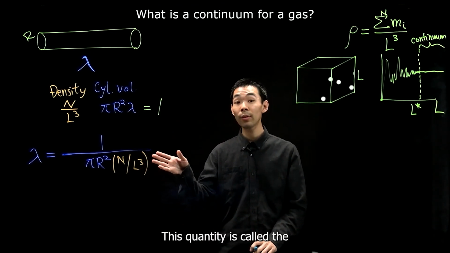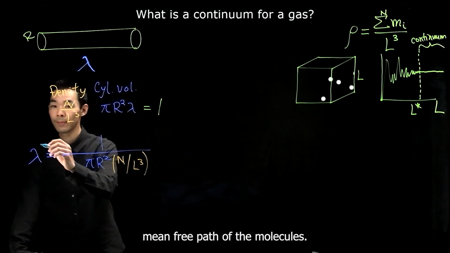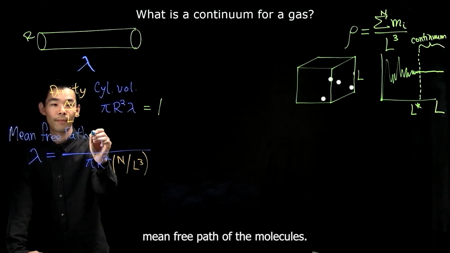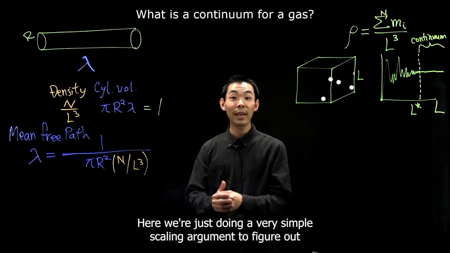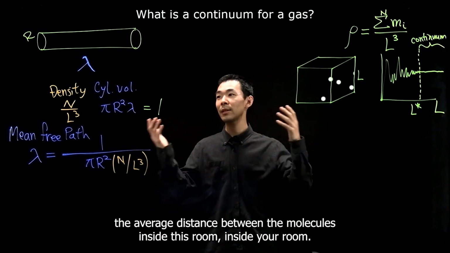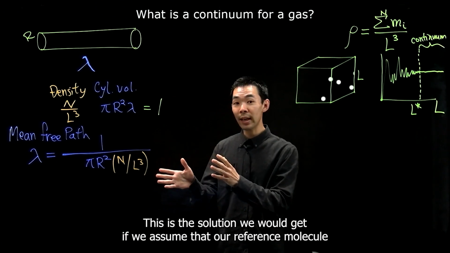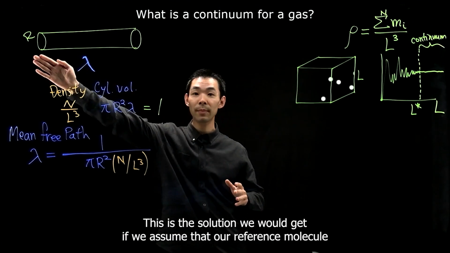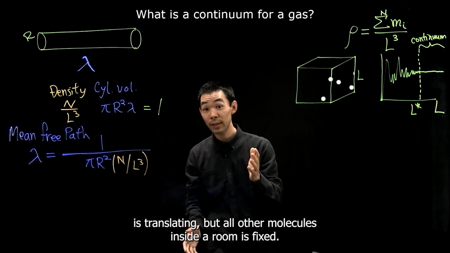This quantity is called the mean free path of the molecules. Here, we're just doing a very simple scaling argument to figure out the average distance between the molecules inside this room, inside your room. This is the solution we would get if we assume that our reference molecule is translating, but all other molecules inside your room are fixed.